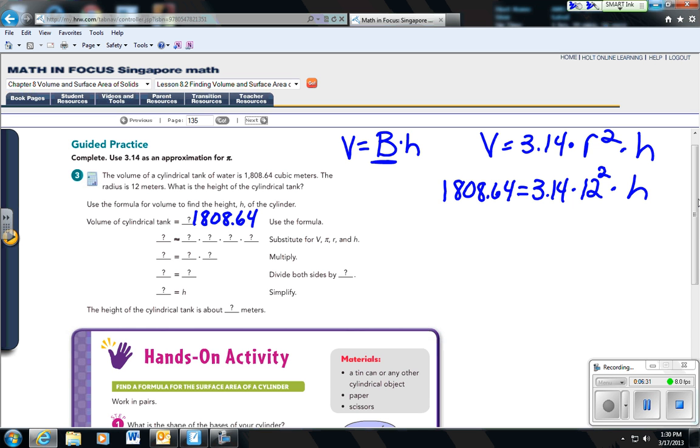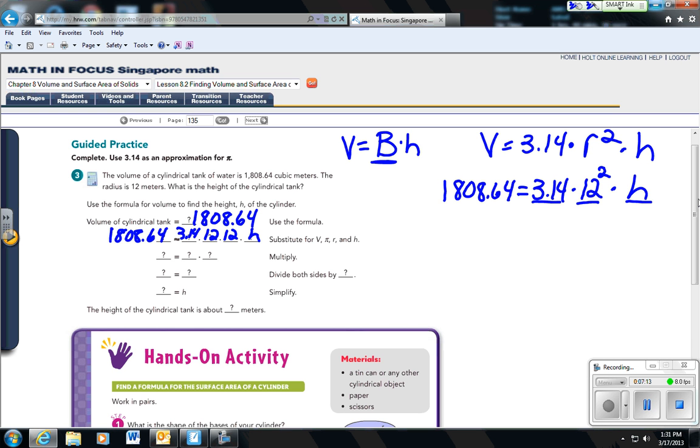So if we look over here filling in the blanks, volume is 1,808.64. And then the four things that I wrote over here, 3.14 times 12 squared times the height. So what they are doing is they're writing 12 squared as 12 times 12. So I can't really write in here what everything should be, but this should be 3.14. This should be 12, 12, and then h. Good. And then again, our volume 1,808.64. So they just changed 12 squared to 12 times 12.